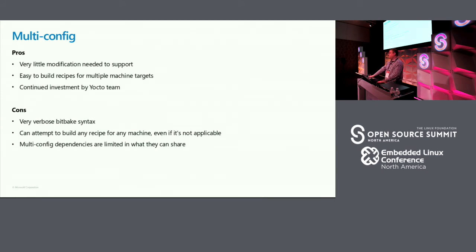So the pros of this approach is that you need pretty minimal modification. And for the most part, you don't have to touch your recipes, which is great. It's pretty easy to build recipes for multi-machine targets. You just invoke bitbake multiple times. And the major pro in this approach is that there's continued investment. I've seen improvement here just about every release.